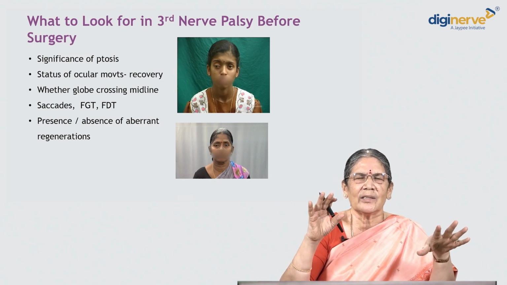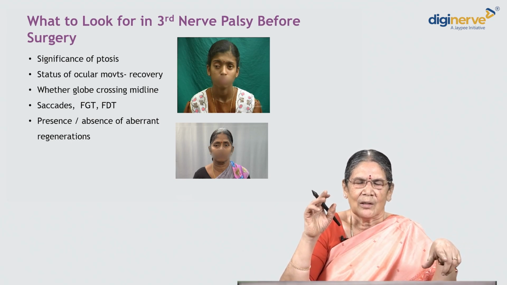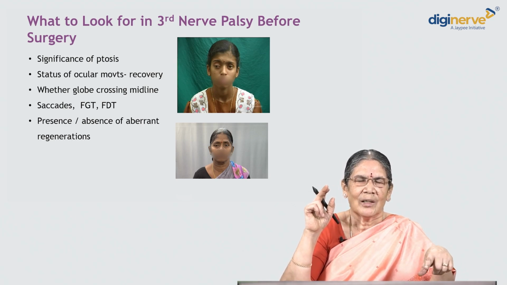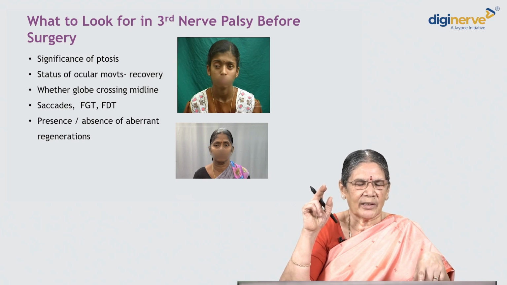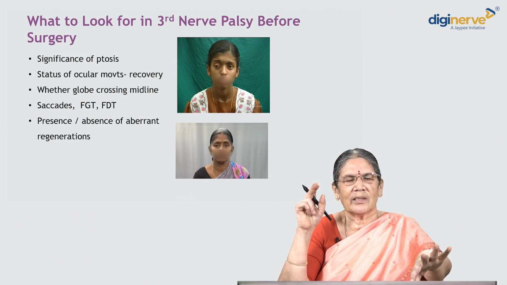So, what are the points we have to note before we go in for surgery? Significance of the ptosis. Is it small or subtotal or total? Or the ocular movements, whether the vertical movements have recovered or horizontal movements have recovered. Are there any contractures, by checking FDT, FGT and the saccades, and aberrant regeneration. These are all the things to check for a surgical assessment.